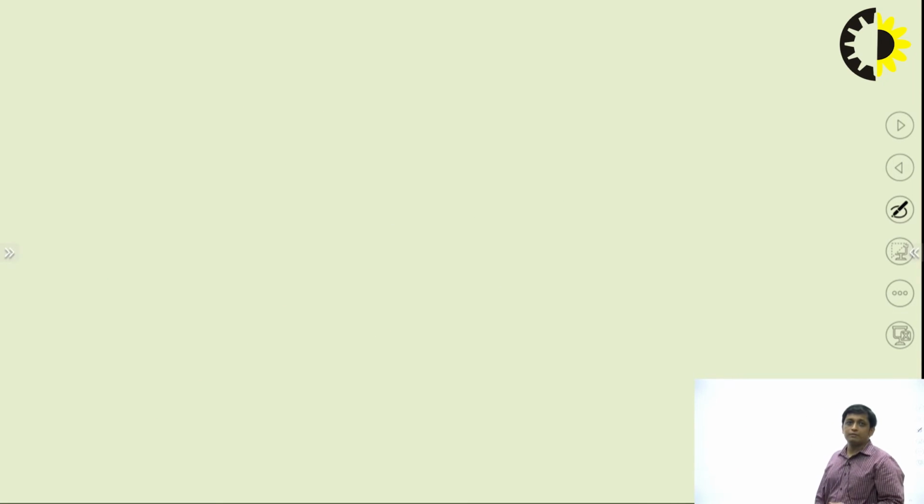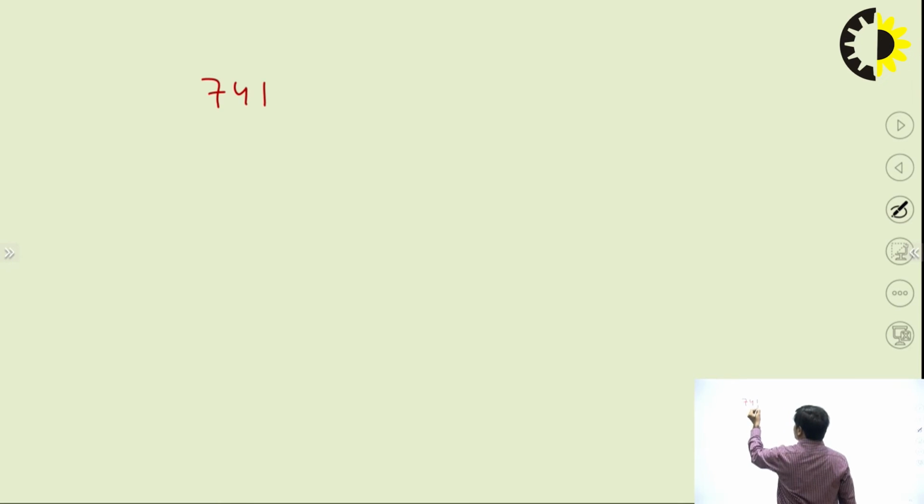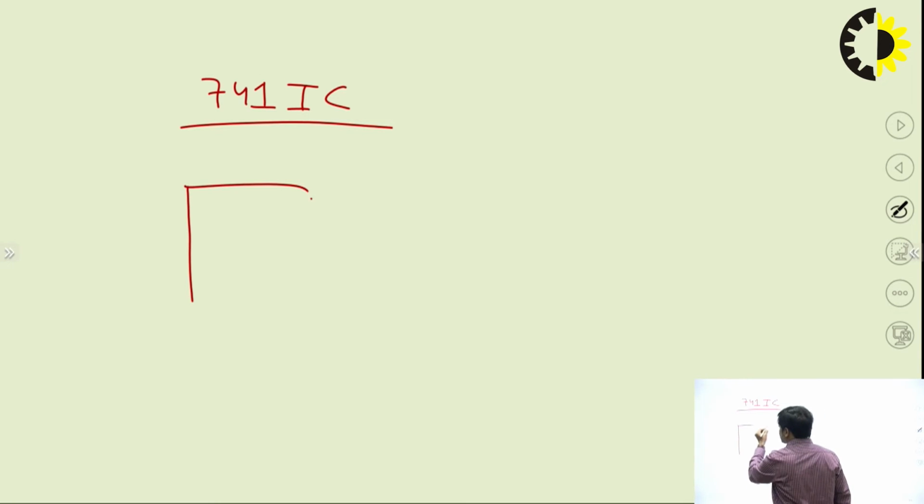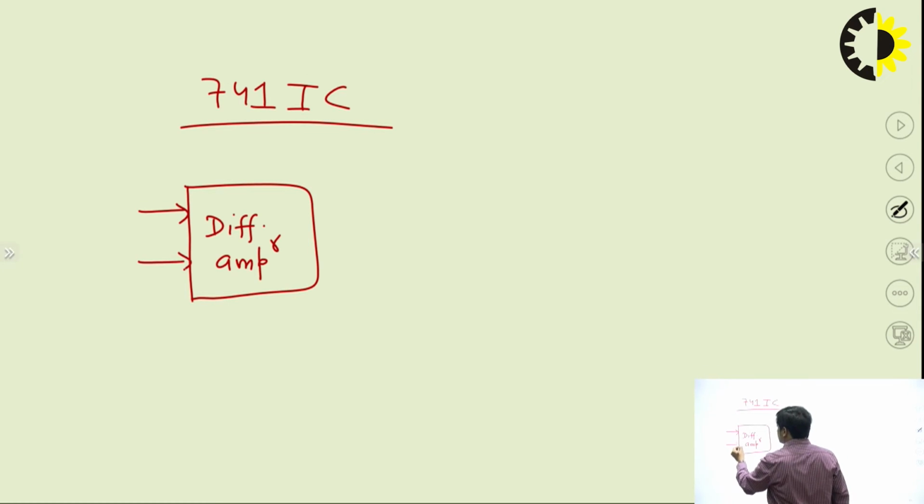Now coming to the block diagram of 741 IC, like I have already discussed the block diagram of operational amplifier. The 741 IC is the major topic of unit 1. In 741 IC, the first stage is the differential amplifier, and inside the first stage, that is the input stage, there is a level shifter circuit.